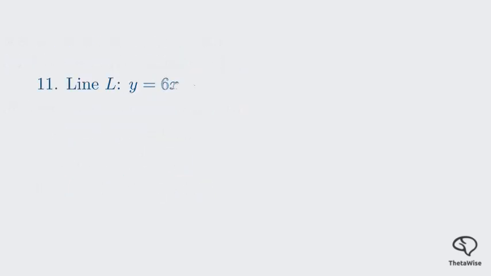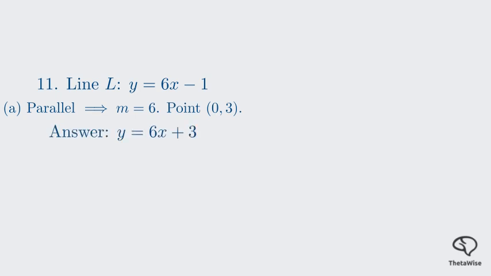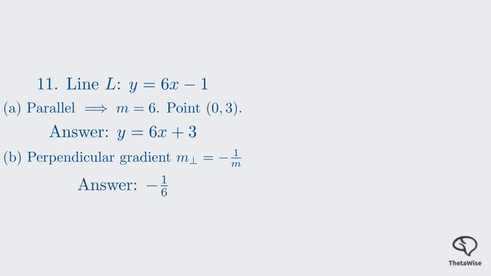Question 11 concerns line L with the equation y equals 6x minus 1. In part A, find a line parallel to L passing through (0, 3). Parallel lines have the same gradient, so m equals 6, since it passes through (0, 3). The equation is y equals 6x plus 3. In part B, we need the gradient of a perpendicular line. Perpendicular gradients are negative reciprocals. So, the gradient is -1/6.